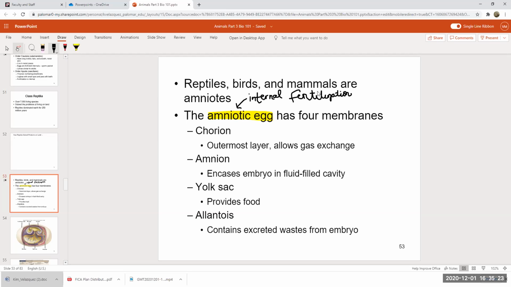Okay, internal fertilization for the first time. Because it's a hard-shelled egg, it has to get fertilized before it's laid. Okay, same for birds.